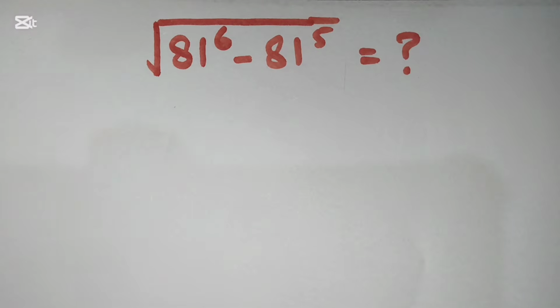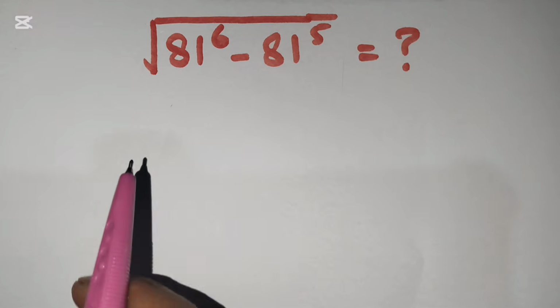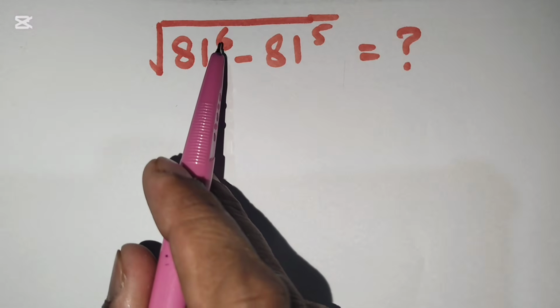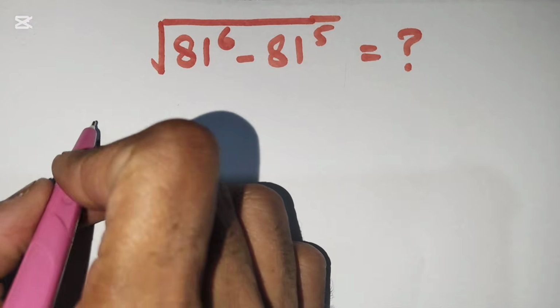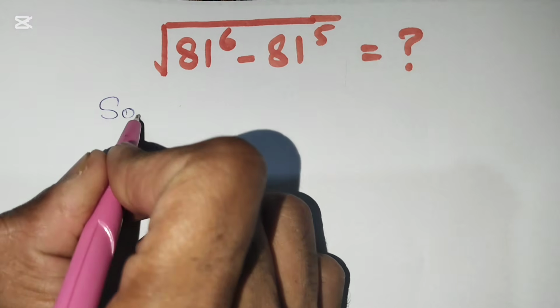Hi everyone, can you solve this math problem without using a calculator? Square root of 81 power 6 minus 81 power 5. We will start the solution of this question.